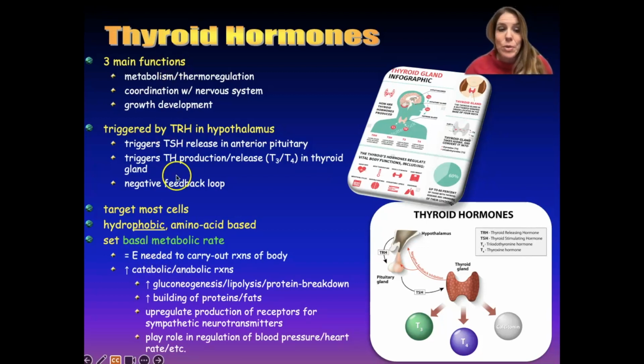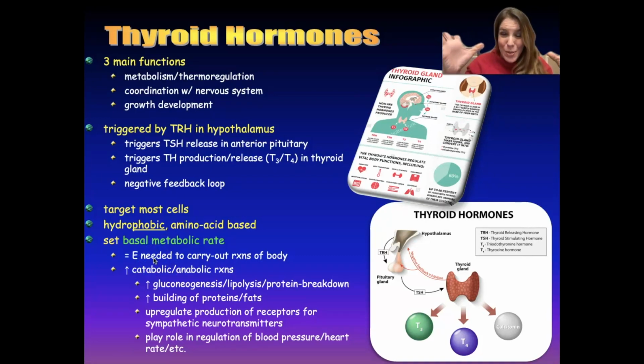Now, the other thing thyroid hormones do is they set our body's basal metabolic rate. So in other words, thyroid hormones are responsible for determining the amount of energy that's needed to carry out the body's reactions. And this includes both catabolic and anabolic reactions. Recall catabolic, my cat tears up my furniture into pieces. Catabolic reactions are where you have a large molecule and it's going to get broken into smaller molecules. Anabolic is the opposite. Anna builds a house. And so you're going to take small molecules and build them into something bigger. And so the thyroid hormones play a role in both of those.